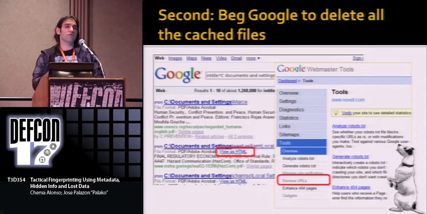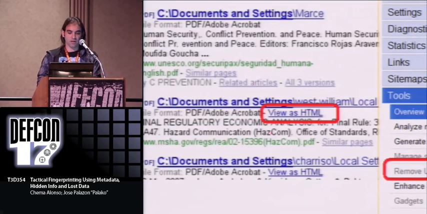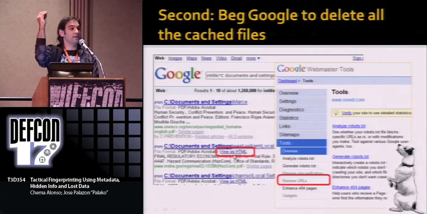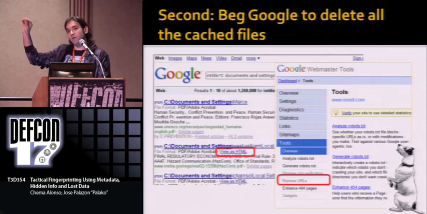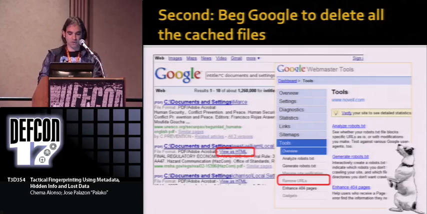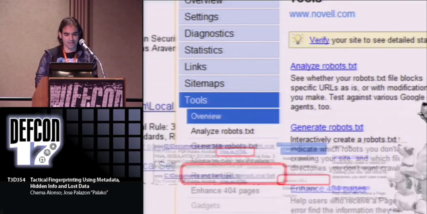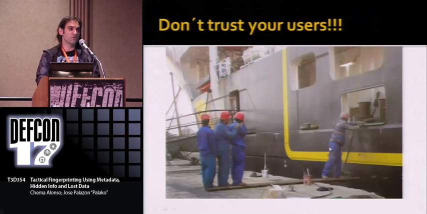And you can use other options. After cleaning all the documents, you have to beg Google to delete all documents cached, because Google stores all documents on its servers. So first of all, you have to clean your documents, take them off from your website, then go to Google and, using the webmaster tool, say, please Google delete this file because it has my printer server, it has my user account, please delete it. And of course, don't trust your users.